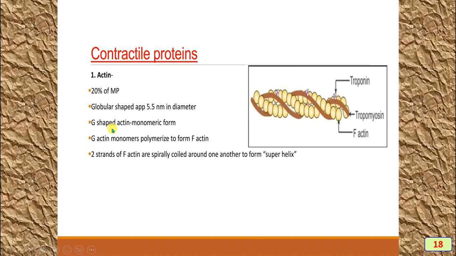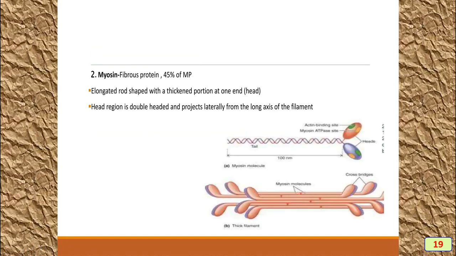A bean type of shape is there, G actin, the monomeric form. G actin monomers polymerize to form F actin. Two strands of F actin are coiled around one another to form a super helix. So there is coiling and further coiling, and this is called the super helix structure.